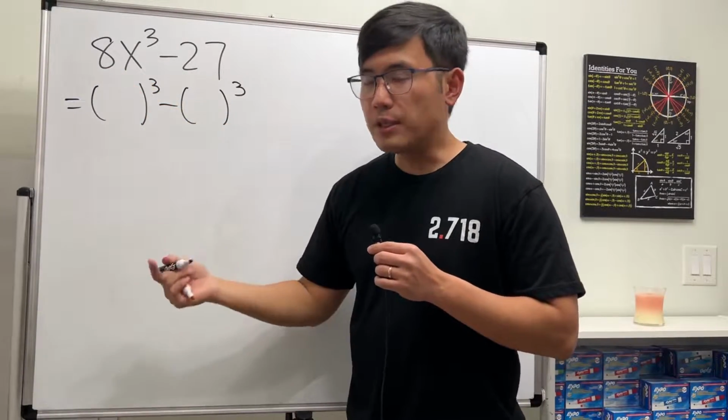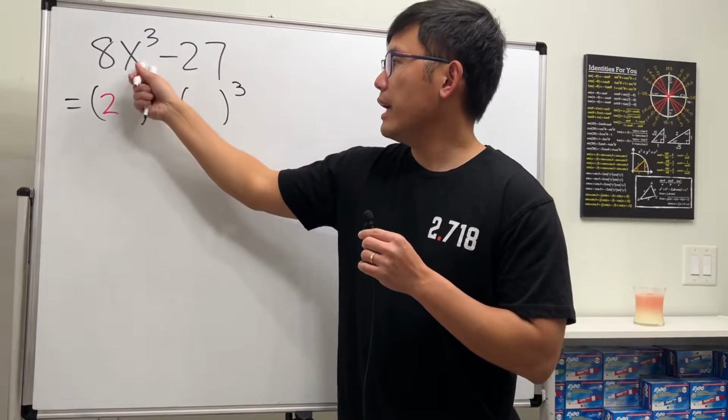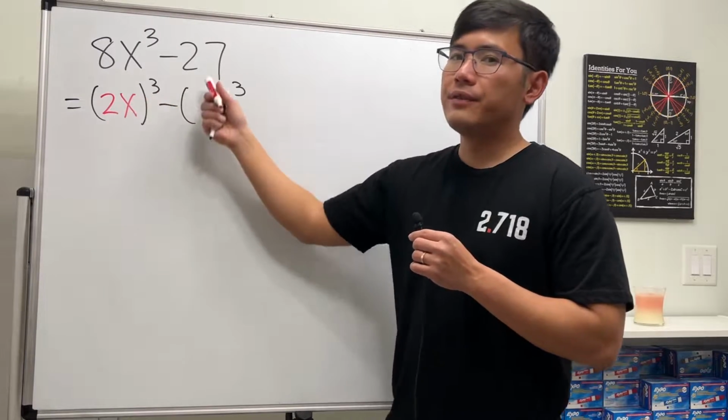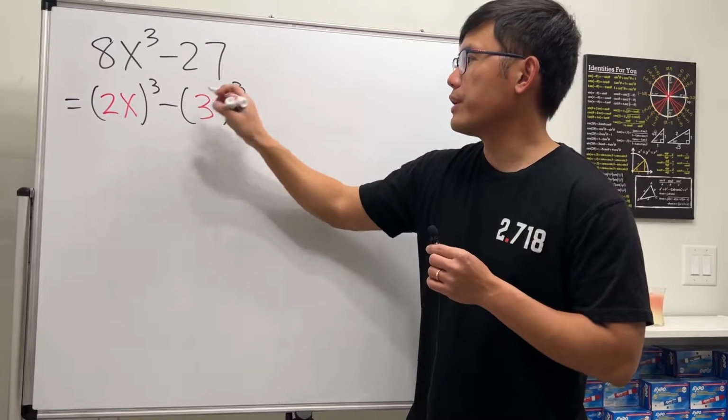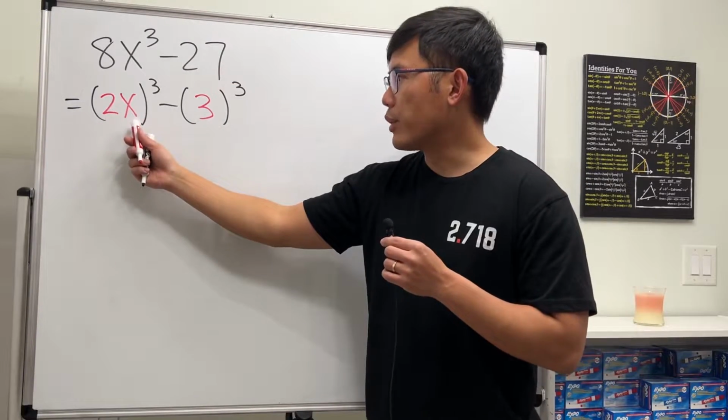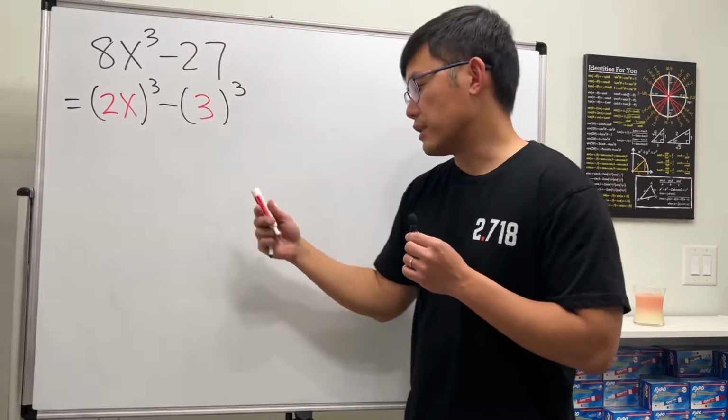8 is 2 to the third power, so we can enter 2 here. And we also need this x. And then for the 27, 3 times 3 times 3 is 27, so we can put the 3 right here. So we have 2x in the parentheses to the third power minus 3 to the third power.